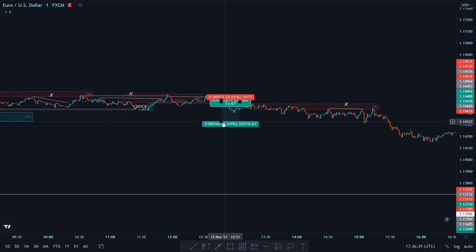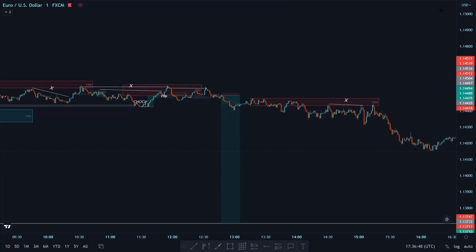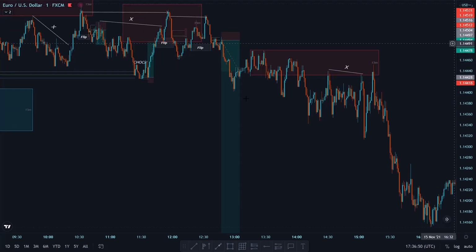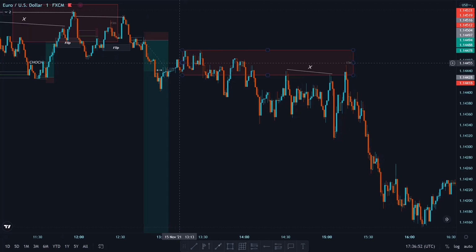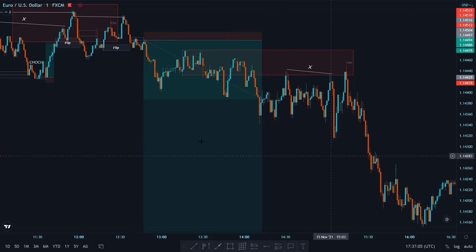Okay, here we have a daily low. So this was my target, and I was trailing my stop loss according to my 5 minute structure. Again, we created a 15-minute point of interest here.